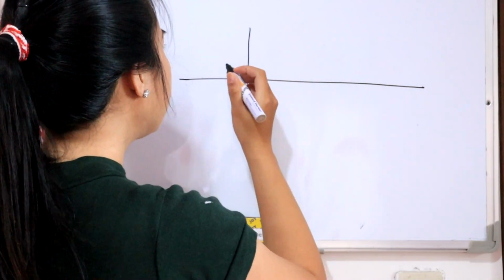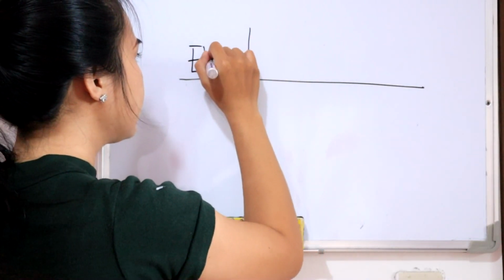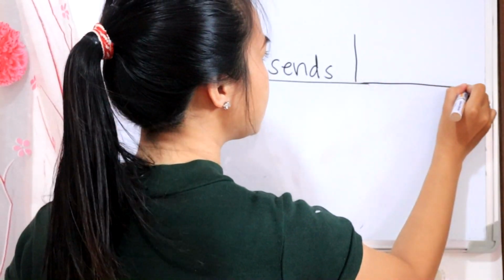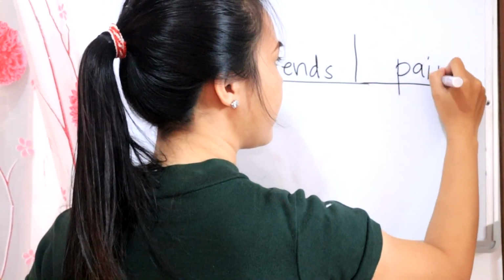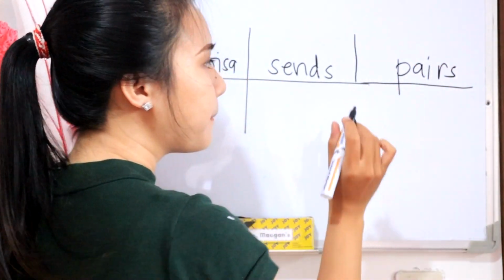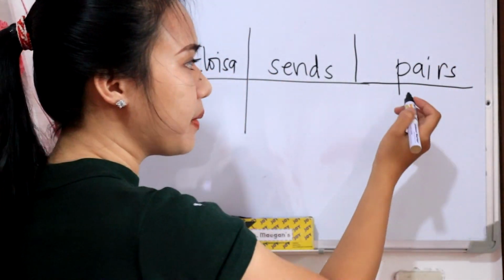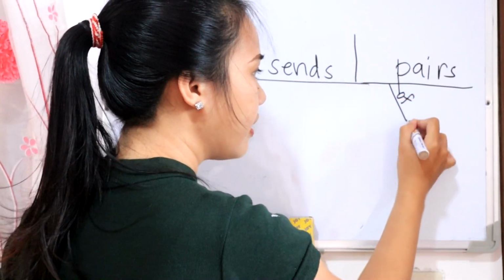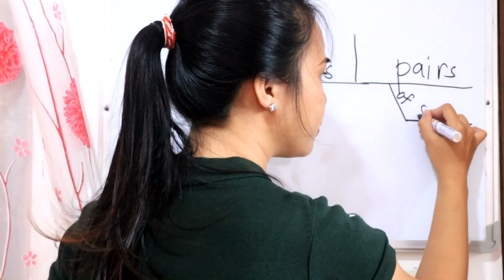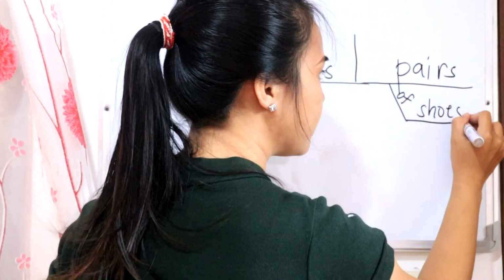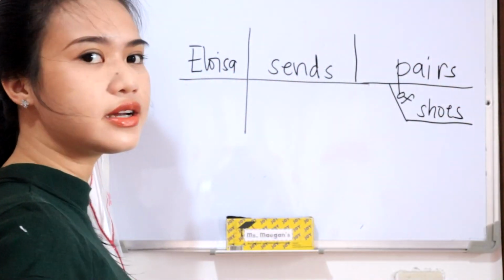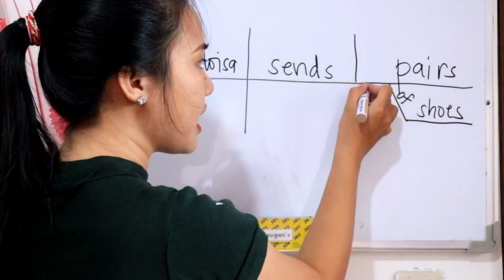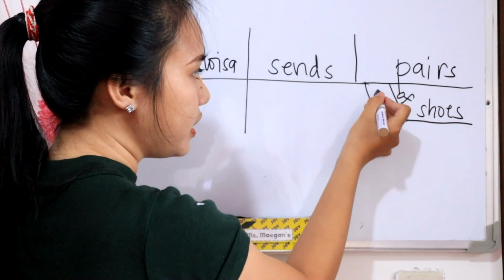So let's try. Eloisa is the subject. Eloisa sends what? Pairs. So we're gonna write it here. Now, pairs of shoes, we have the preposition of below. We're gonna write it here, and of what? Shoes. Pairs of shoes. Now, there is a descriptive word to describe the pairs, and that is new. So we're gonna write new here.